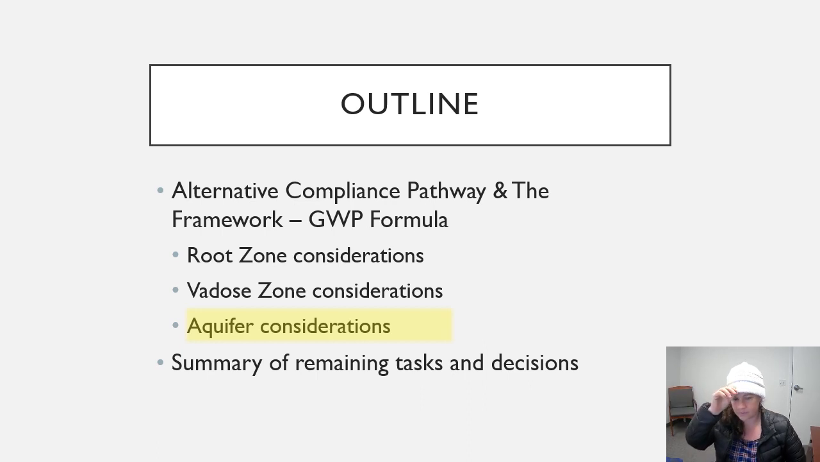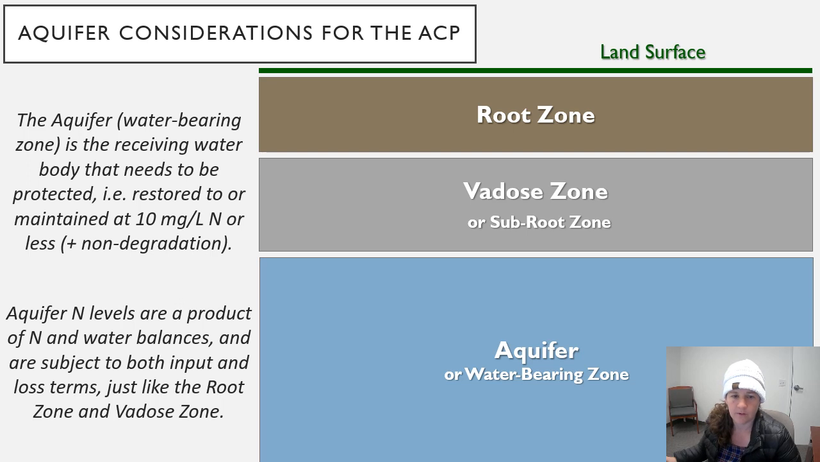Okay, that does it for the root zone. Last item is aquifer considerations. So the aquifer or water-bearing zone is the receiving water body that needs to be protected or restored to or maintained at 10 milligrams per liter or less, with some additional provisions for non-degradation of cleaner aquifers. And aquifer levels are a product of nitrogen and water balances, and they are subject to input and loss terms just like the root zone and the vadose zone.